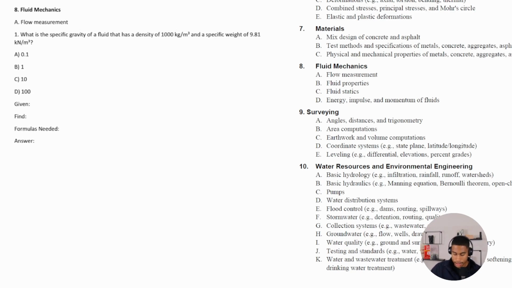what is the specific gravity of a fluid that has a density of 1,000 kilograms per meter cubed and a specific weight of 9.81 kilonewtons per meter cubed?